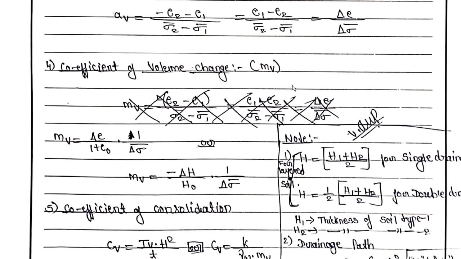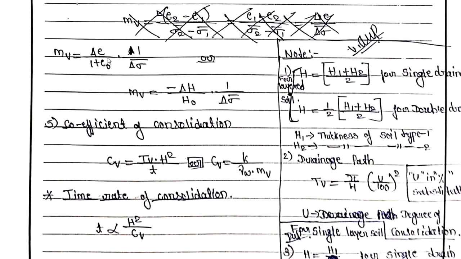Next, coefficient of volume change, that is MV. For MV we have formulas like this. MV is equal to delta E divided by 1 plus E naught into 1 divided by delta sigma dash. Another formula for MV is equal to minus delta H divided by H naught into 1 divided by delta sigma dash. This is the formula for MV.